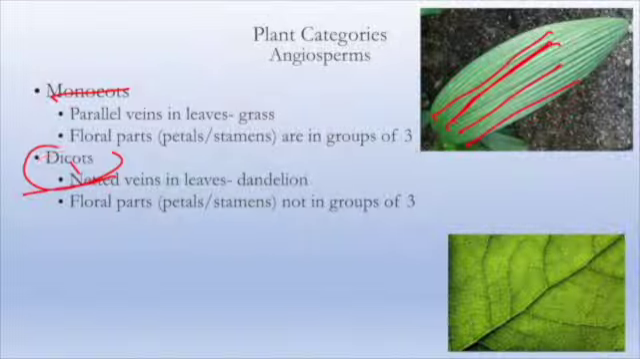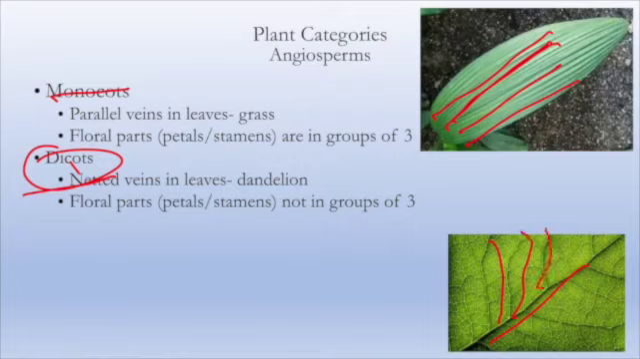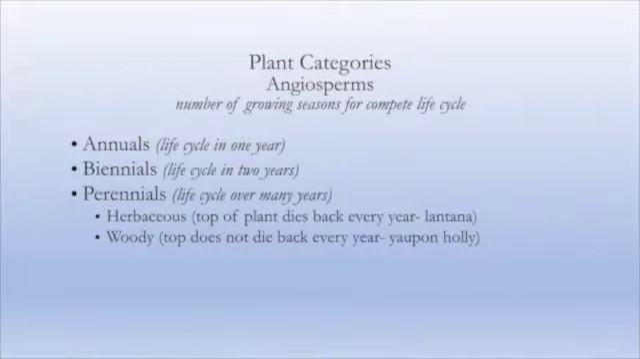Then there are the dicots. The dicots have a netted vein. So here you see the veins coming off, the netted-like veins. And their floral parts do not come in groups of 3. They come in groups of 4 and 5. But for my thinking, monocots, parallel veins, groups of 3. Dicots have netted veins, and they're not in groups of 3. For right now, that's fine with me.